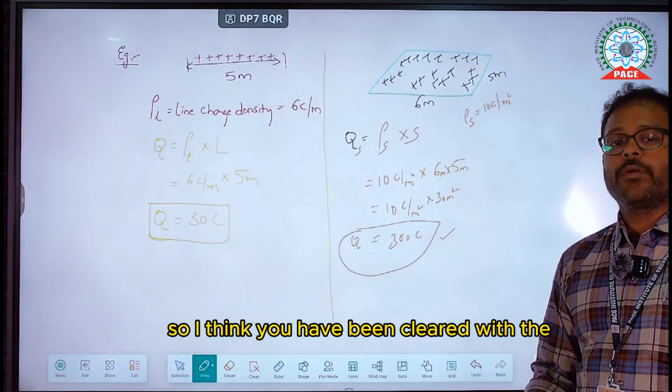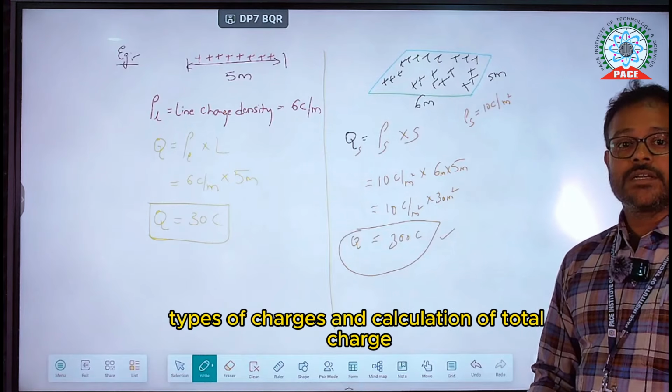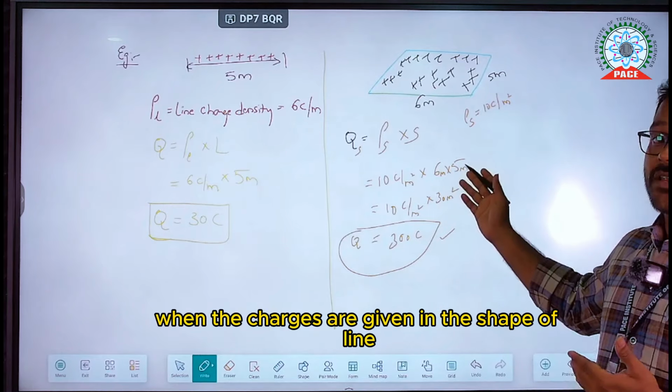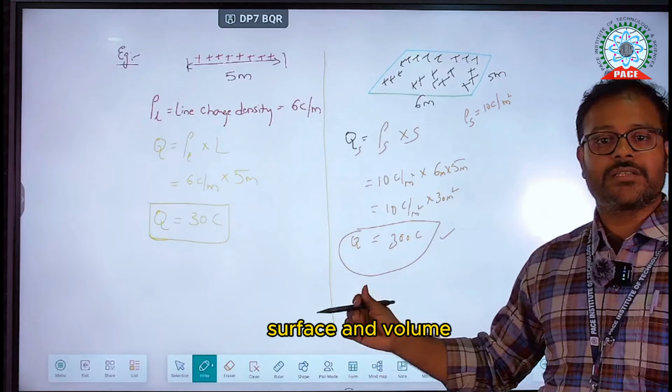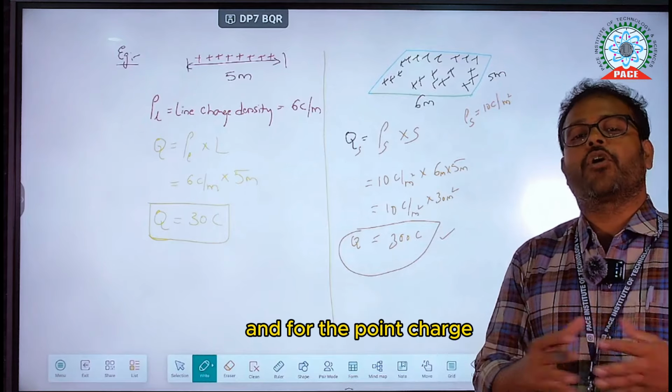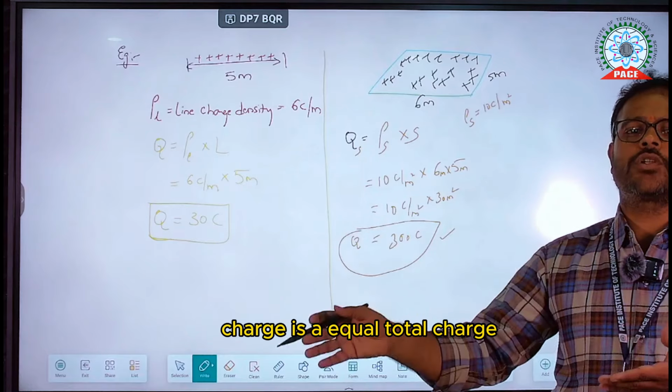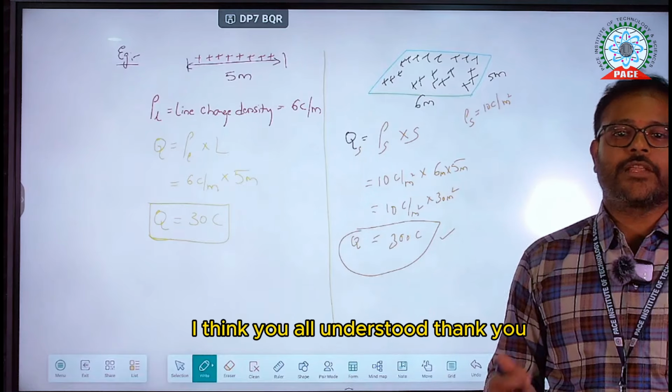So I think you are clear with the types of charge distributions and calculation of total charge when the charges are given in the shape of line, surface and volume. And for a point charge, it is simple: the given value of a point charge is equal to the total charge. I think you all have understood.